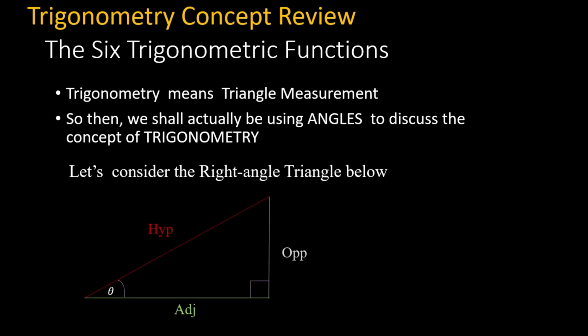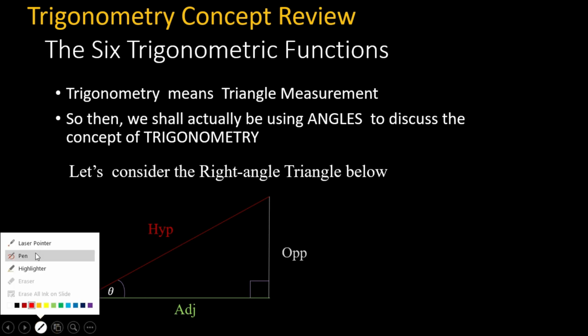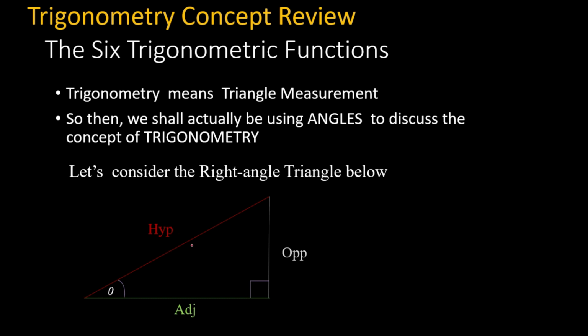If I have this as a right angle triangle, the red line is the hypotenuse. The white lines are the opposite and the adjacent. These names are given with respect to the angle over there, which is represented by a Greek letter known as theta. So this is theta. So these angles or lengths are with respect to the angle over here.